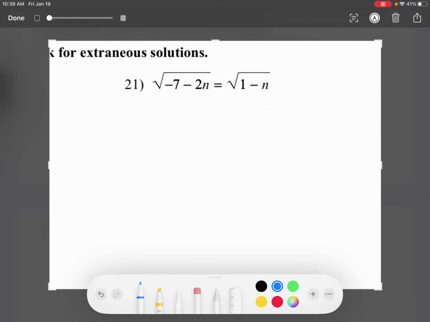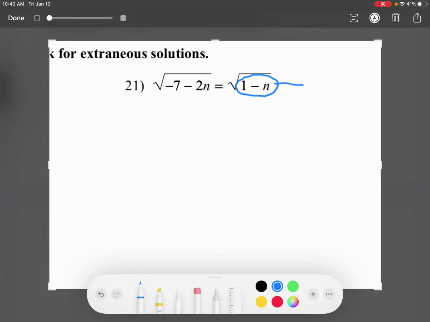Now, let's try number 21. We have some criteria for our solutions. First of all, everything underneath the square root itself has to be positive. So 1 minus n has to be greater than or equal to 0. If you subtract 1 from both sides, you get this. If you divide by -1, you have to flip the inequality sign, and you get n needs to be less than or equal to 1.